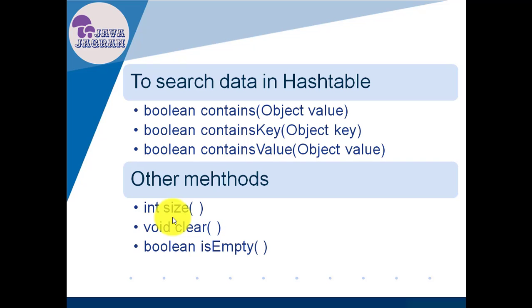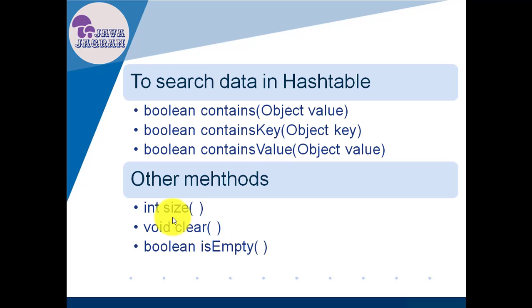Clear will clear all the data from the hash table, and the hash table will become an empty one. And the third one is isEmpty. If the hash table is empty, it means none of the records is available in the hash table, then it will return true, else it will return false. So these are the methods available in the hash table.